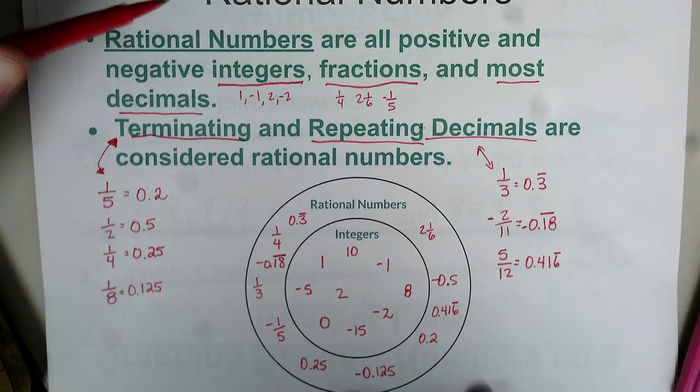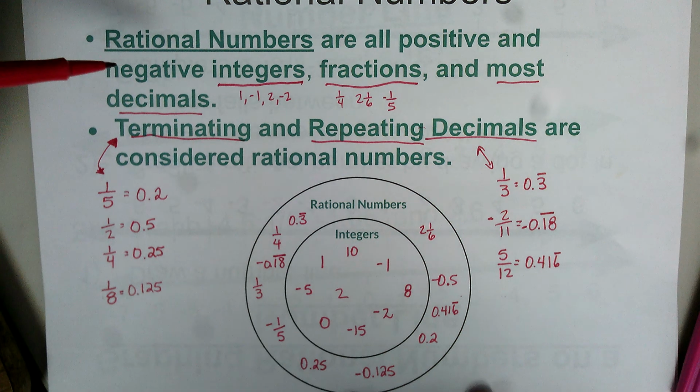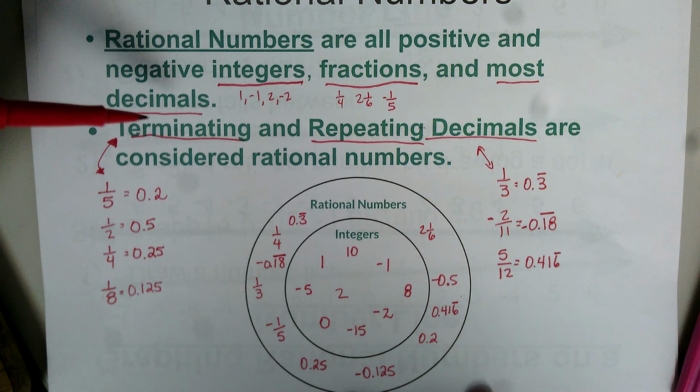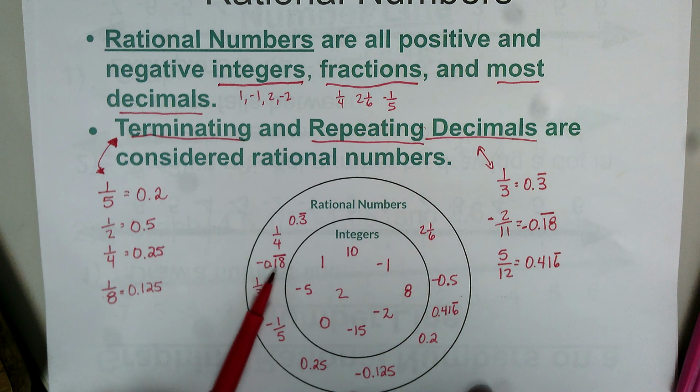So we are talking about this whole unit being over adding, subtracting, multiplying, and dividing rational numbers. So we're going to be using positive and negative integers, positive and negative fractions, and positive and negative terminating and repeating decimals.